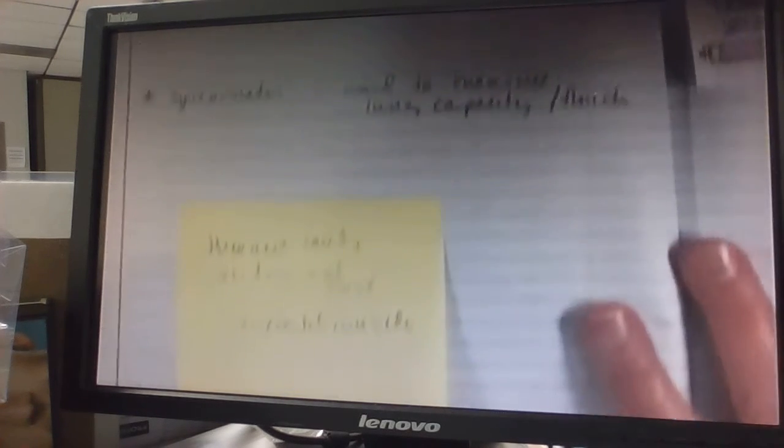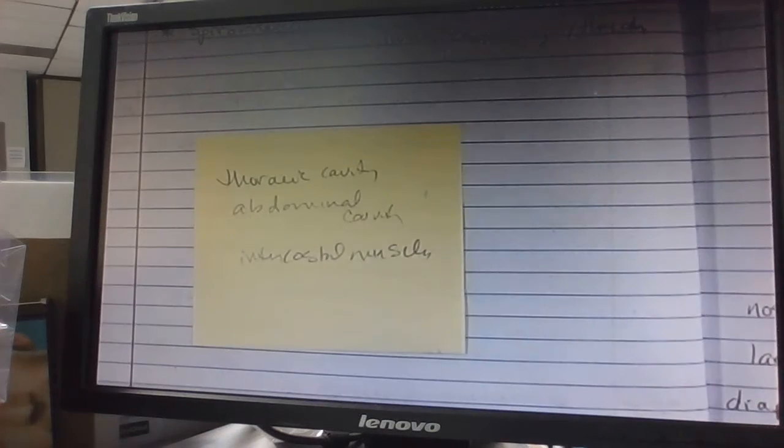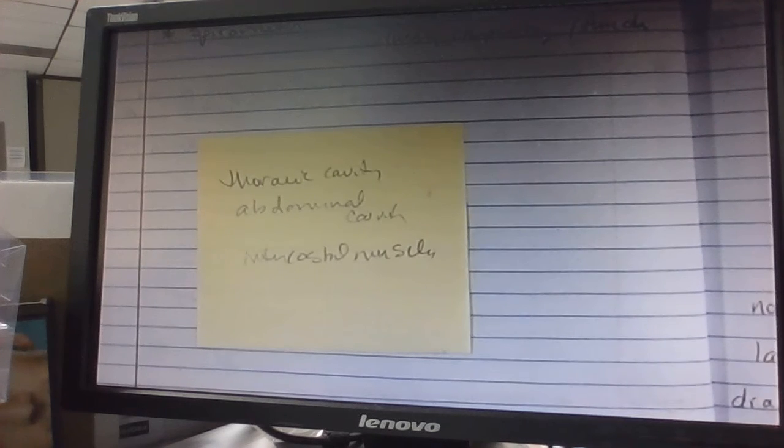So you may want to make a note of the fact that thoracic cavity, abdominal cavity, intercostal muscles, those are terms we've seen before. I just threw them on there because I don't know if you might have them in your notes already. And if you have any of this stuff in your notes already, then we're just moving on with it.